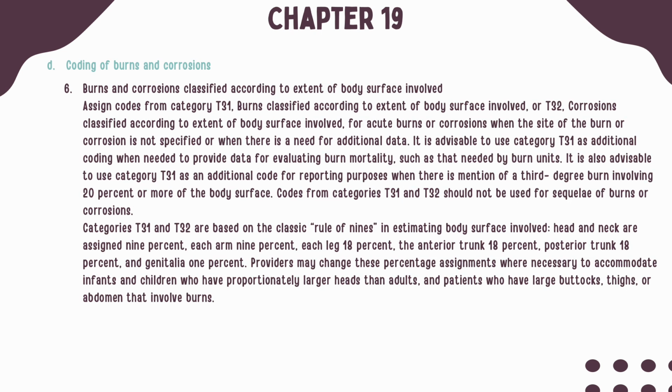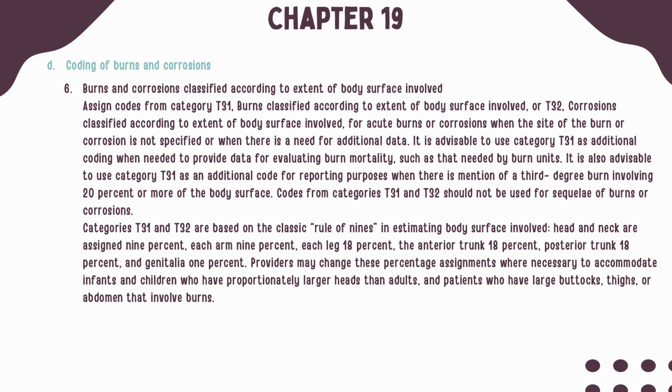A code from category T31 or T32 should be assigned when the site of the burn or corrosion is not specified or when additional need for data is present. These codes should not be used for a sequela of a burn or corrosion, but only for initial and subsequent encounters. You might see the phrase rule of nines used when talking about burns. This will help estimate the body surface involved when exact percentages are not given by the provider.